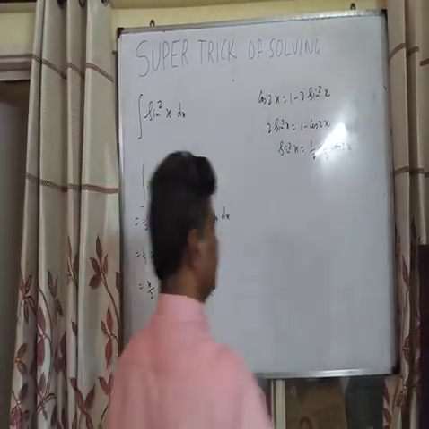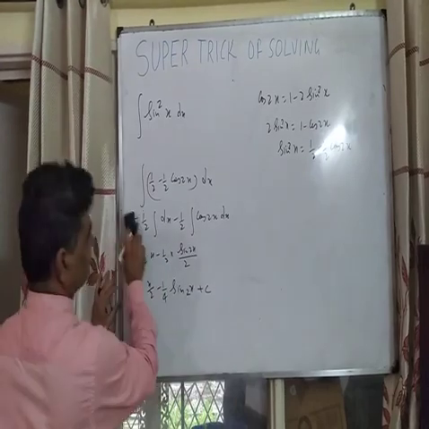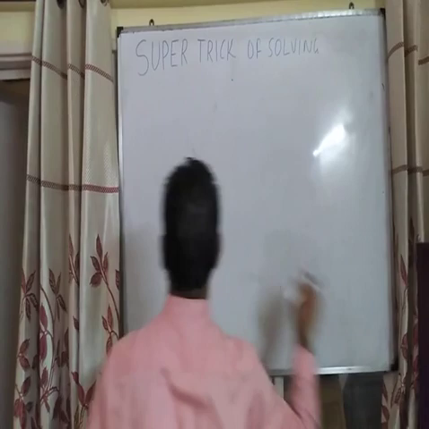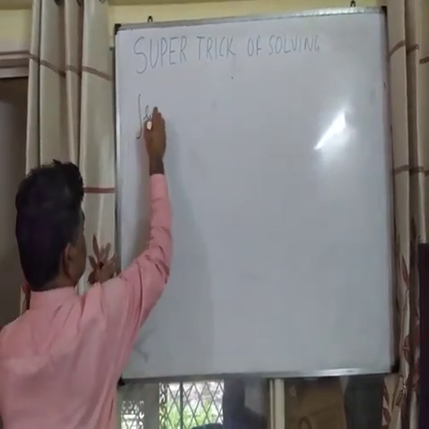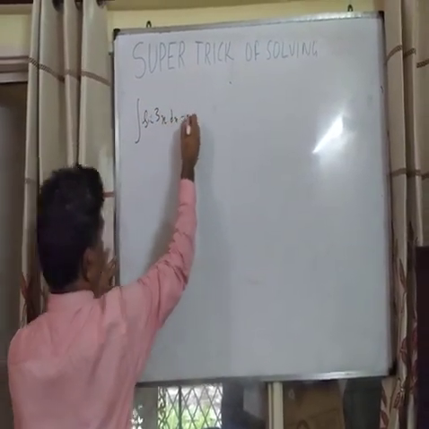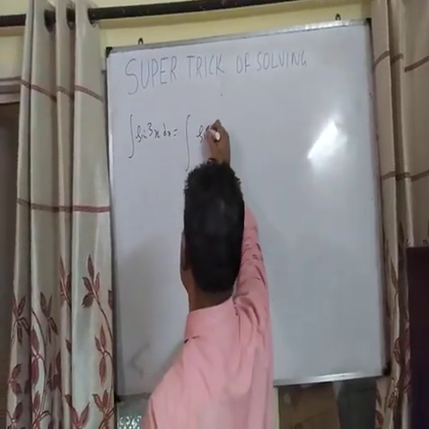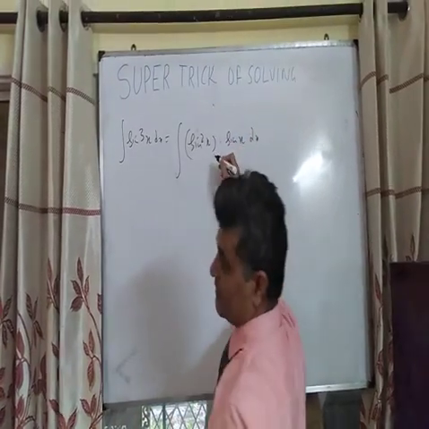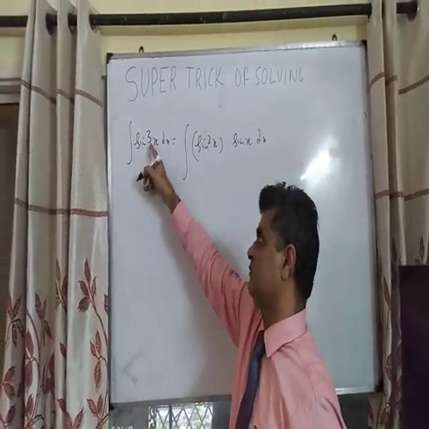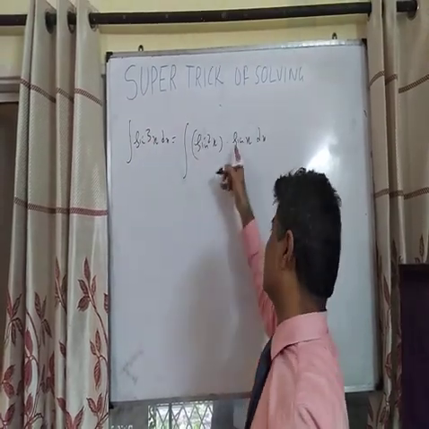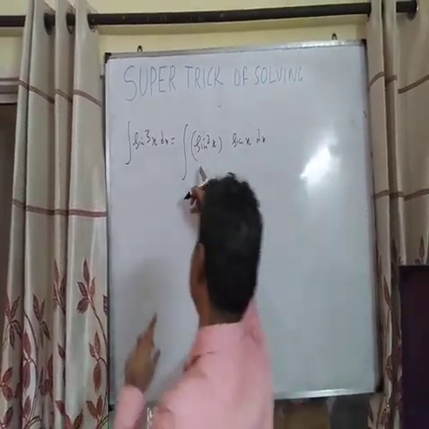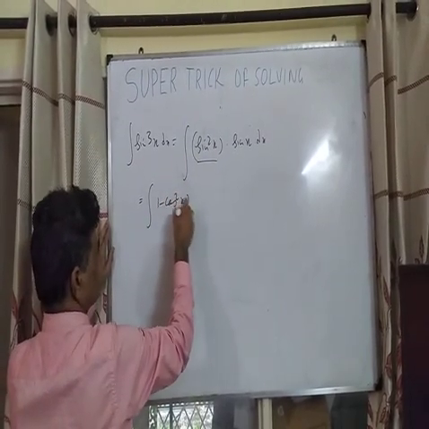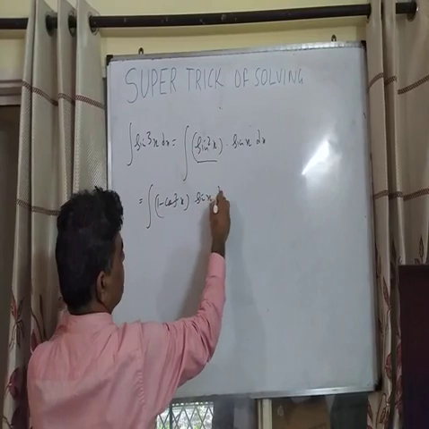Now we are moving to the next question. When you have sin to the power 3x, what are we going to do? We are going to write sin square x into sin x dx. This is the trick we have to follow. Here the power is odd, 3. So 1 sin x we have taken out, and the remaining will remain the same. And this sin square x can be written as 1 minus cos square x, times sin x dx.